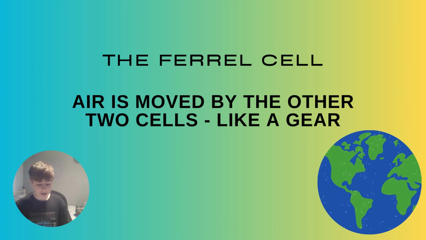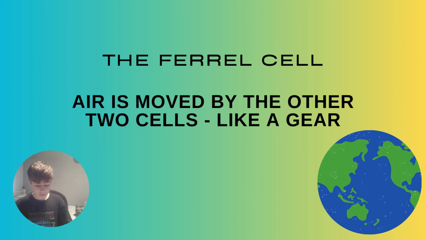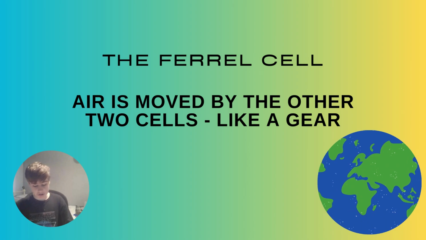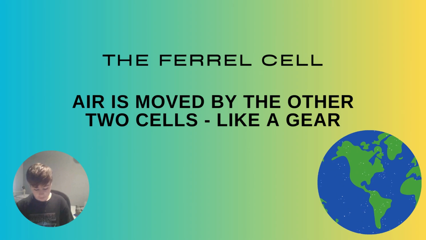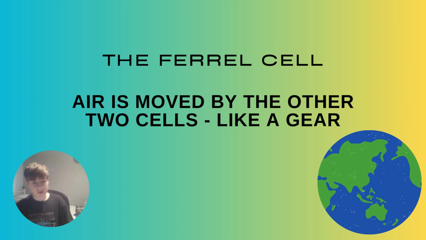The Ferrel cell. This is controlled by the polar cell and the Hadley cell moving. Warm air is rising at 30 degrees north or south, and cold air is falling at 60 degrees north or south, and is essentially a gear being moved by the other cells. The Ferrel cell is thermally unpredictable and is the reason for the unsettled weather in the UK.